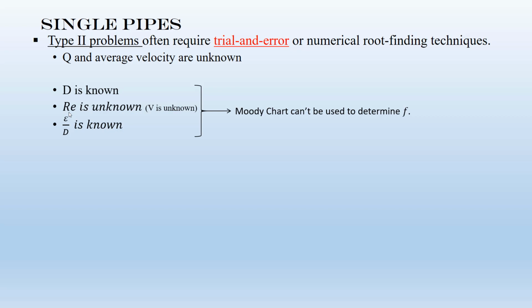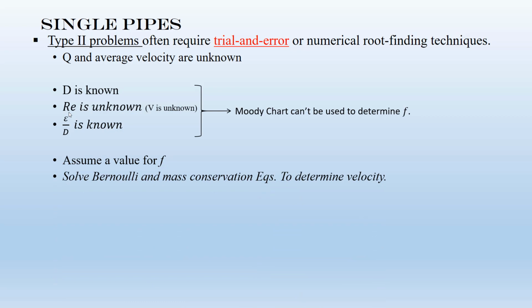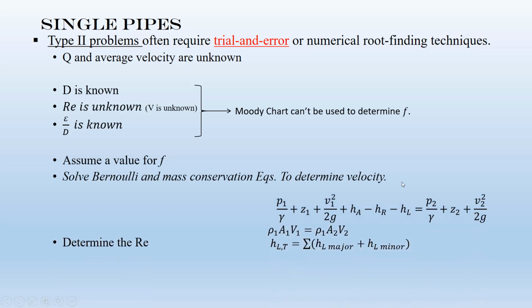So what you need to do, guys, is use the trial and error method to solve this type of problems. How? You need to assume a value for F. When you assume a value for F, you need to solve the Bernoulli and mass conservation equations simultaneously to determine the velocity. Here you can see the Bernoulli equation and the mass conservation equation. Keep in mind that the HL is a combination of major and minor losses. Then when you find the velocity from the Bernoulli equation, you can calculate the Reynolds number.